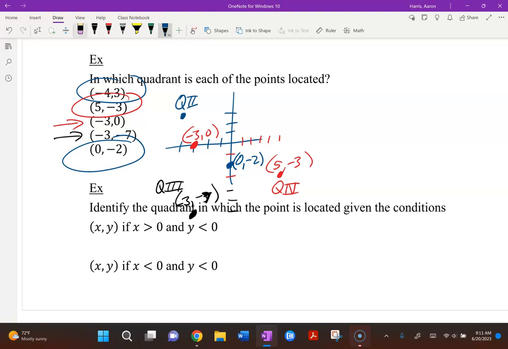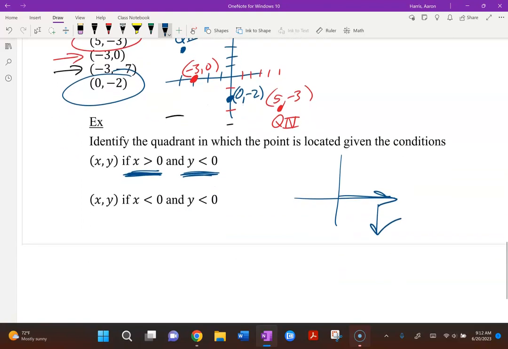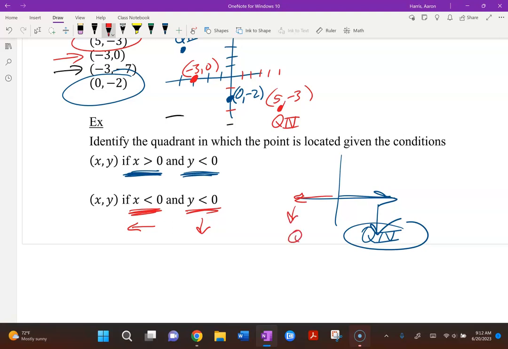All right, last question for this section. Identify the quadrant in which the point is located. If I have x greater than 0, a positive x, and a negative y, a positive x, I'm going to go right, and then I'm going to go down because I have a negative y. So I must be in quadrant 4. Second one, how about if I have a negative x, so I go left, and then a negative y, so I go down. If I go left and then go down, I'd be in quadrant 3.